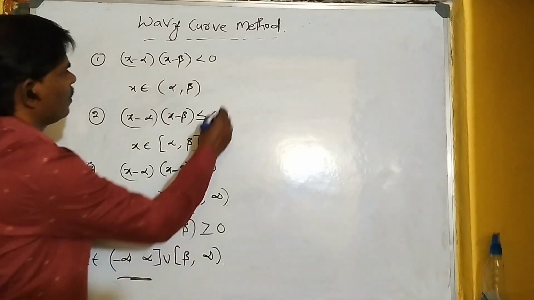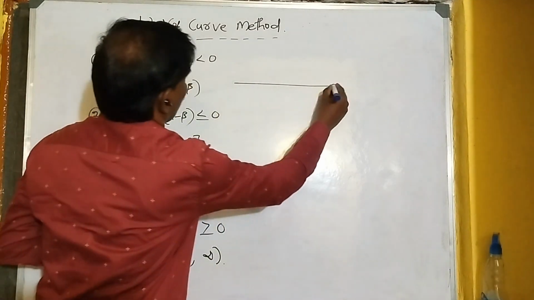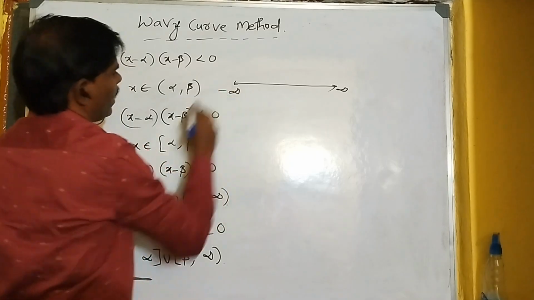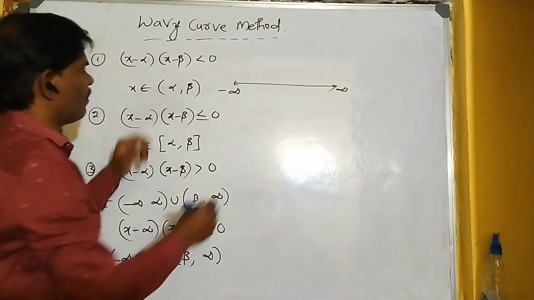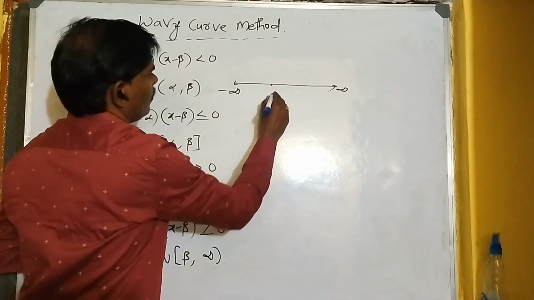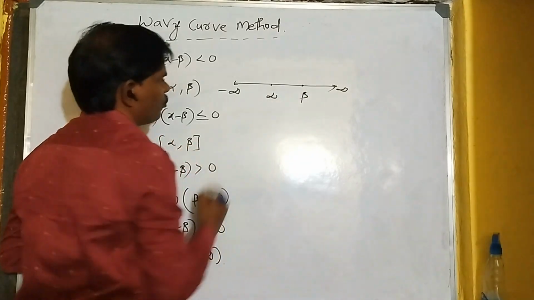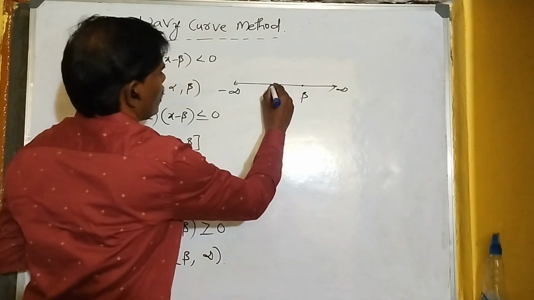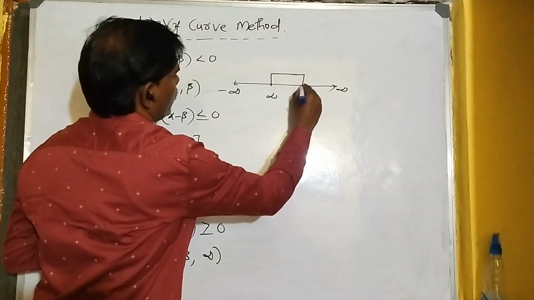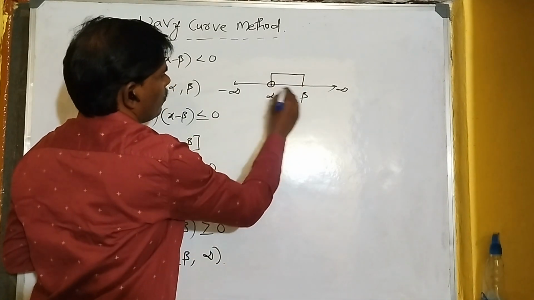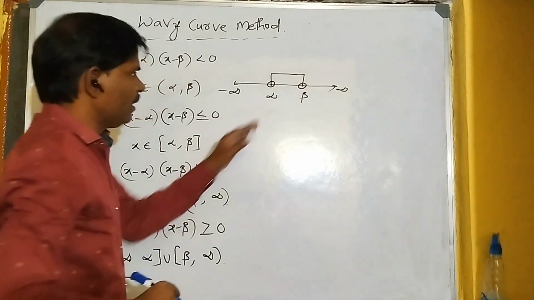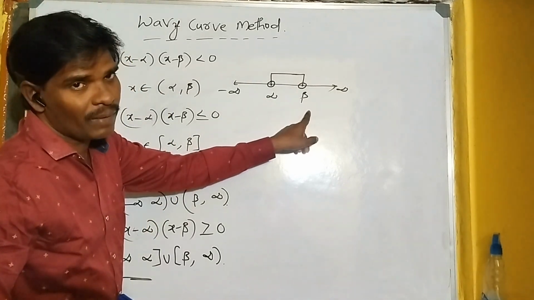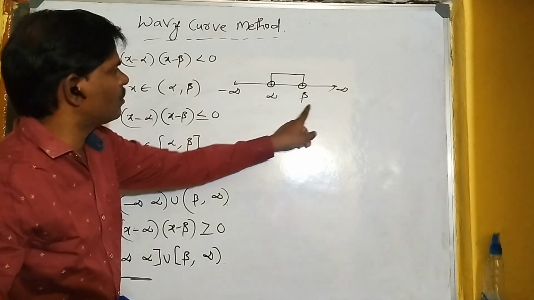What is the curve? What is the number line? This is plus infinity, this is minus infinity. This is alpha, this is beta. For two values, less than 0 means the solution lies between them. The whole circle means alpha and beta are not included.